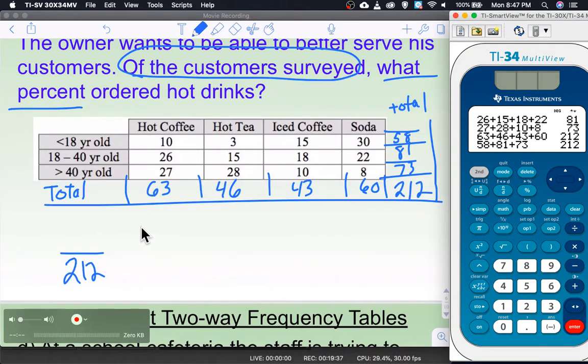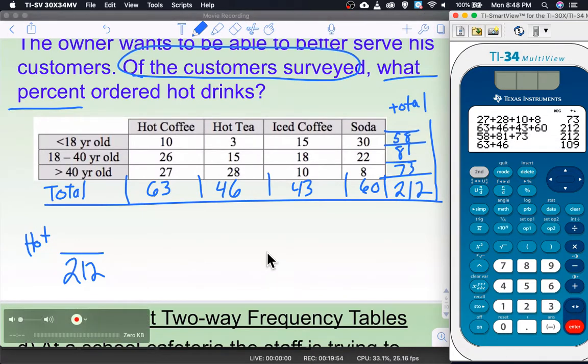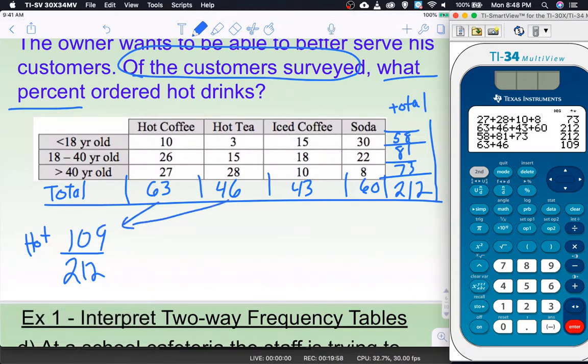So now I need to find how many ordered hot drinks. Well, hot coffee and hot tea are hot drinks. Iced coffee and soda are cold drinks. So the people that ordered the hot drinks would be the hot coffee and the hot tea. That gives me 109. That is this one and this one together. So it is 109 out of 212.